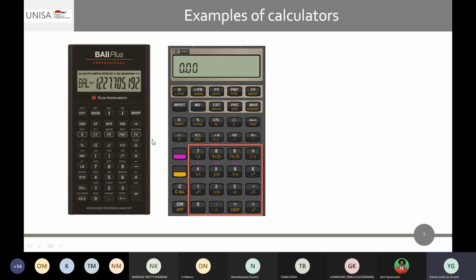The other button which I needed to talk to you guys about is CPT, or here on the Sharp, it says COMP, C-O-M-P. That's when you will compute your variable. So if you are looking for the interest rate, then you will put in all your other variables, and then you will say compute interest rate. And over here on the Casio, you will just use, if I'm not mistaken, equals. I don't see a compute on the Casio.